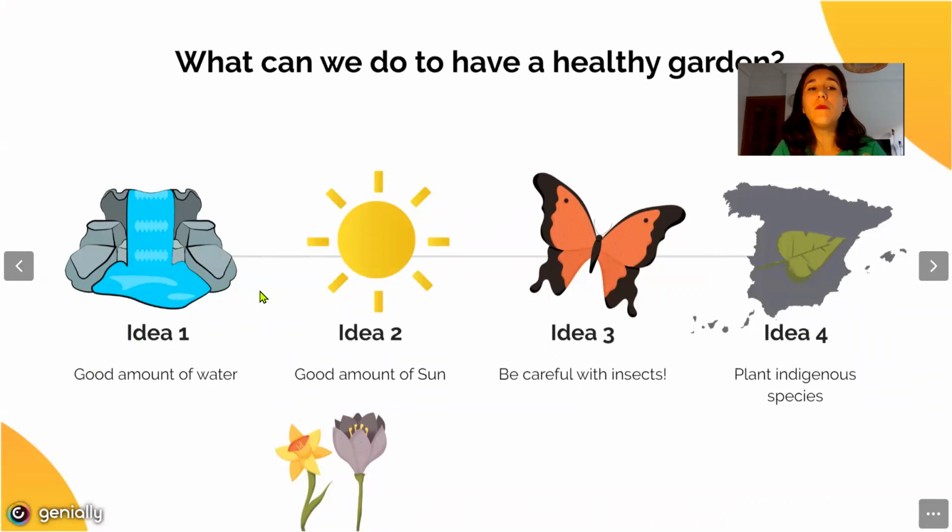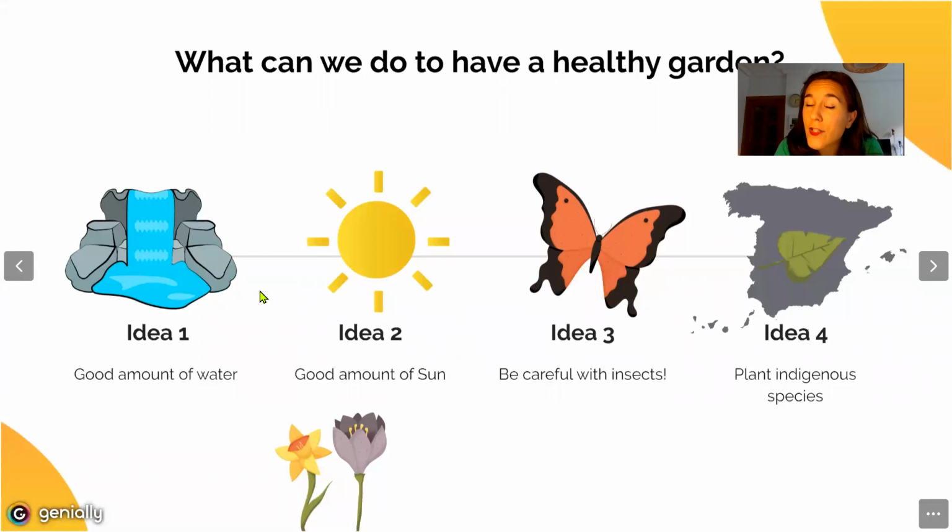Why? Because there are some plants that need little water, like cactus, and there are some plants that need a lot of water, like the nenuphar, for example. Okay, so you have plants that need little water and plants that need a lot of water. If you give a lot of water to a plant that doesn't need a lot of water, it's going to drown, se ahoga. And if you don't give enough water to a plant that needs a lot, it dries, se seca. So be careful, a good amount of water, the amount of water that the plant needs.